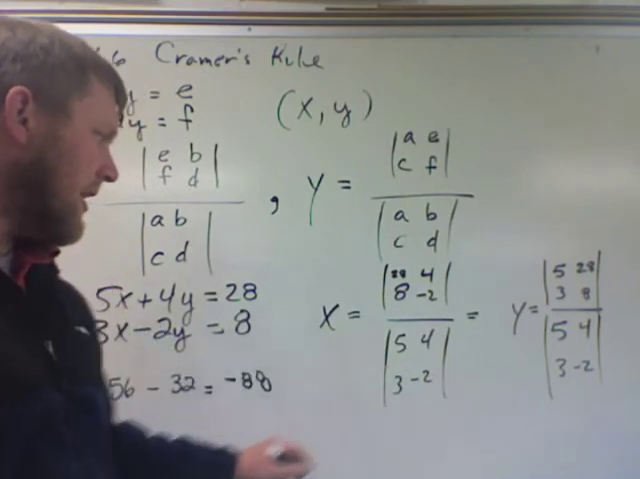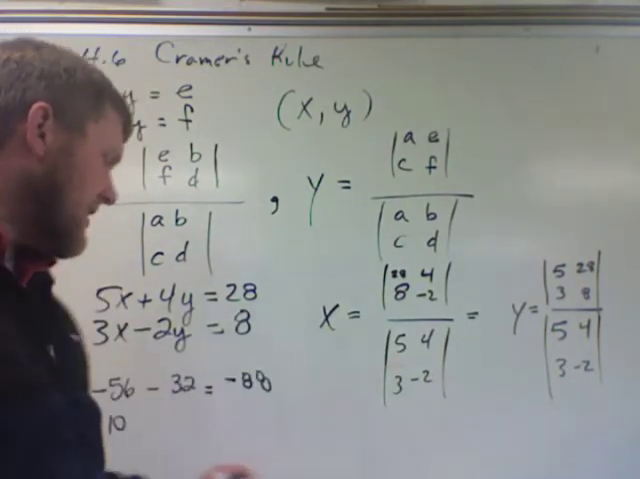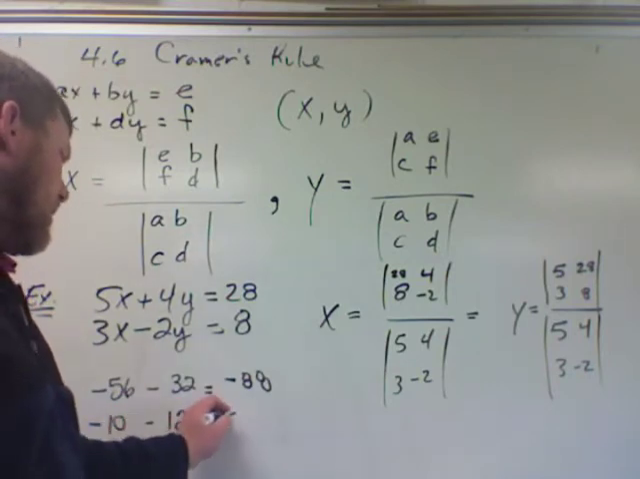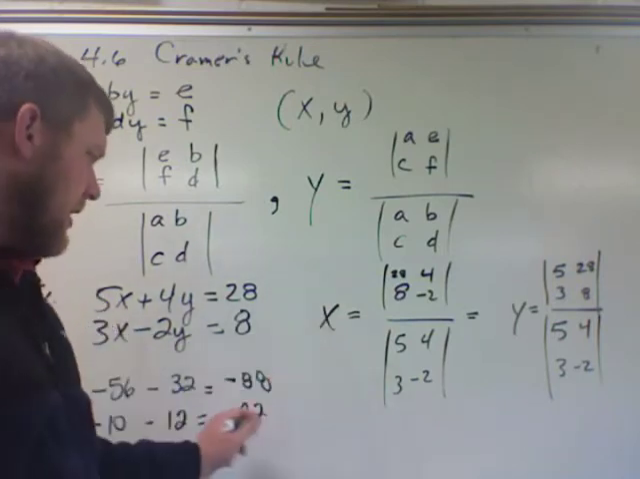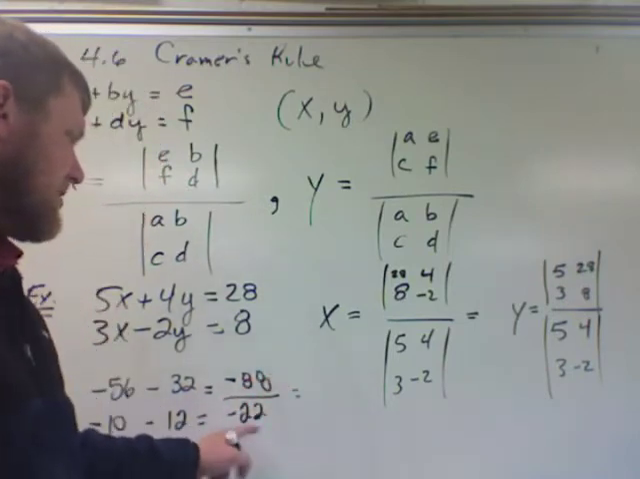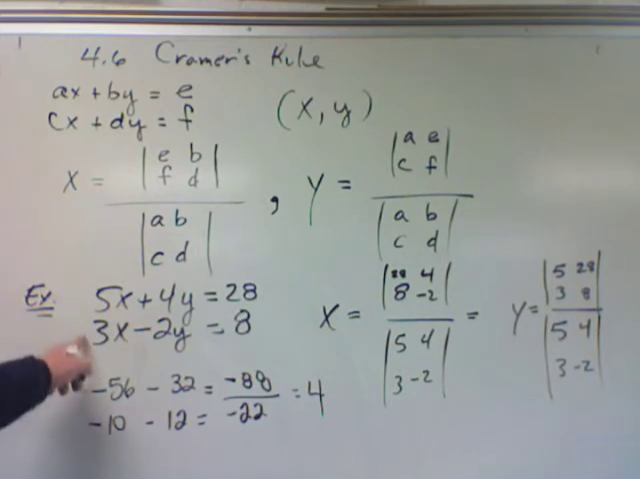Now on the bottom I have to do the same thing. So I get negative 10 minus 12, which is negative 22. Well, I'm dividing, so I divide this. That's kind of convenient, it turns out to be 4. All right, so my x coordinate right here is 4.